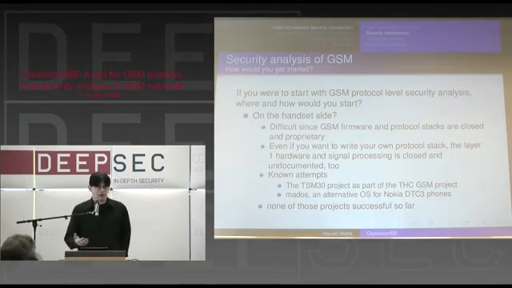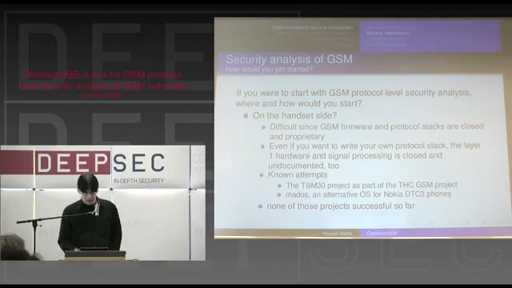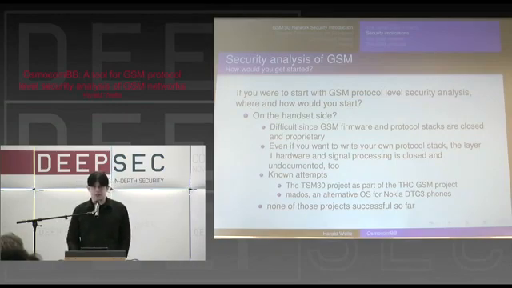Well, if you were to set out to write a protocol stack, you have the specification, you can just code all the stuff according to the specification, but in the end you need to interface some real radio hardware, and that's difficult if you don't get the documentation to do so.